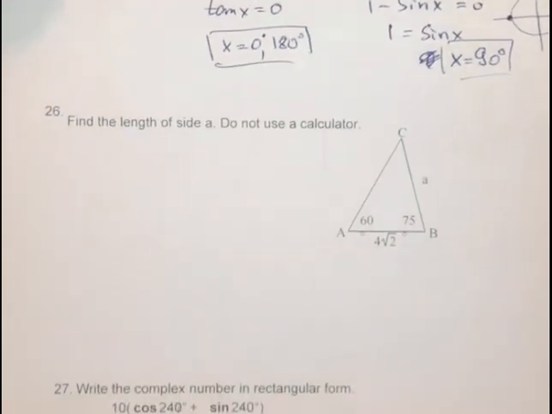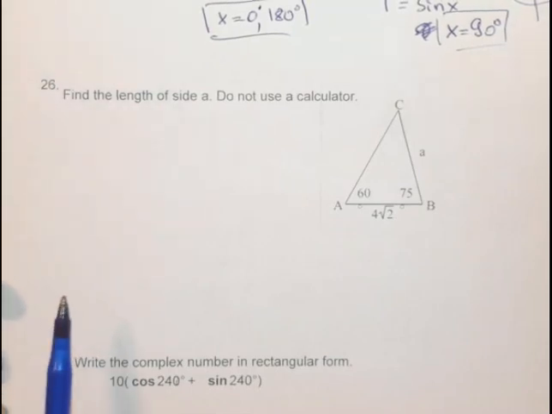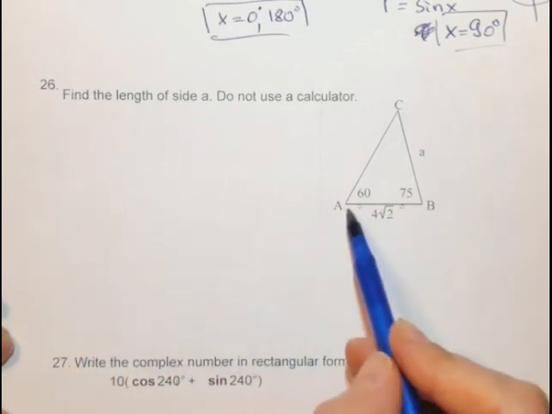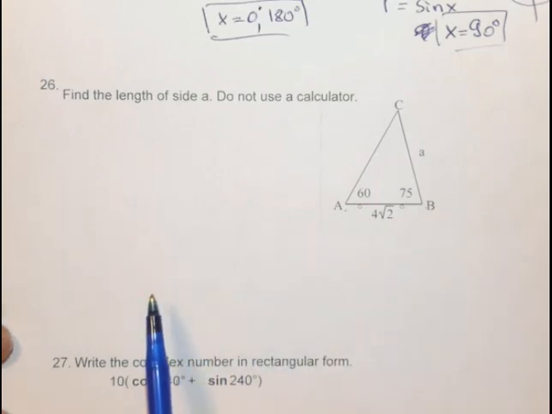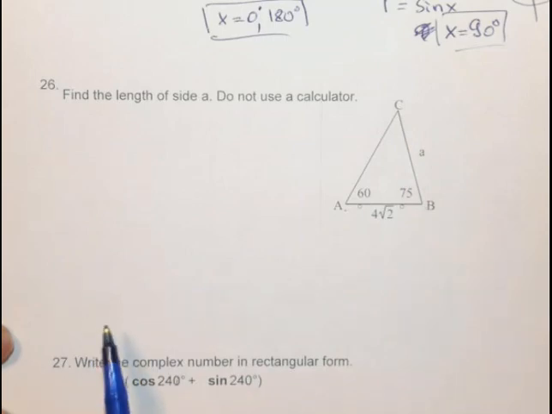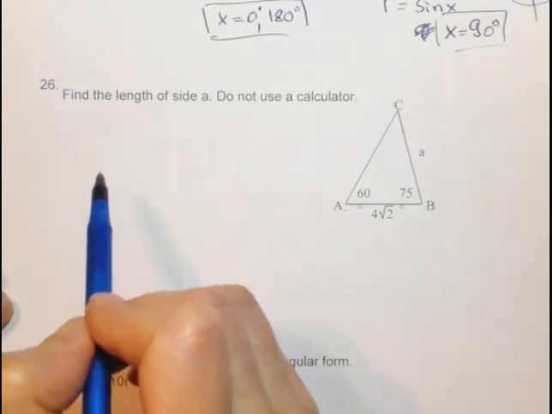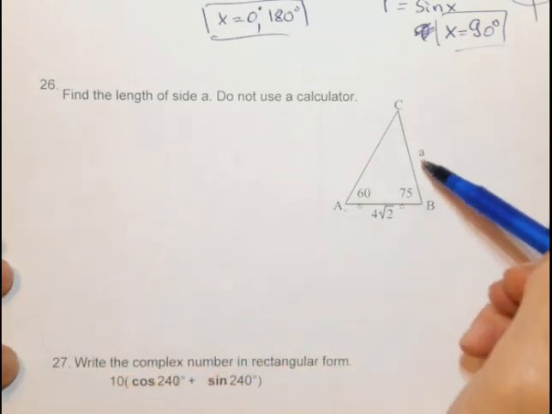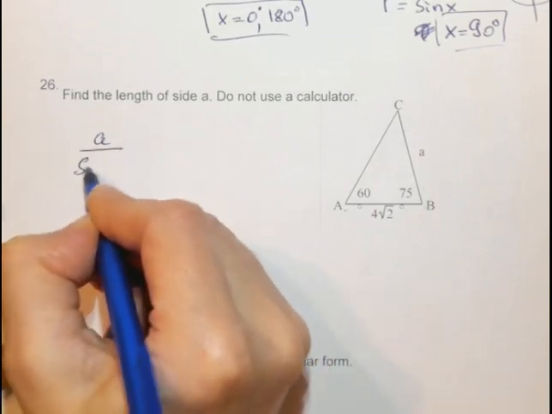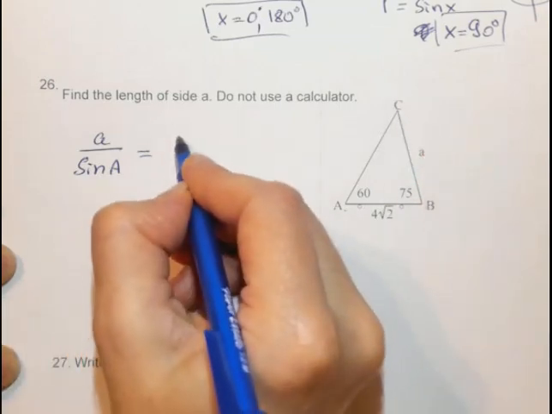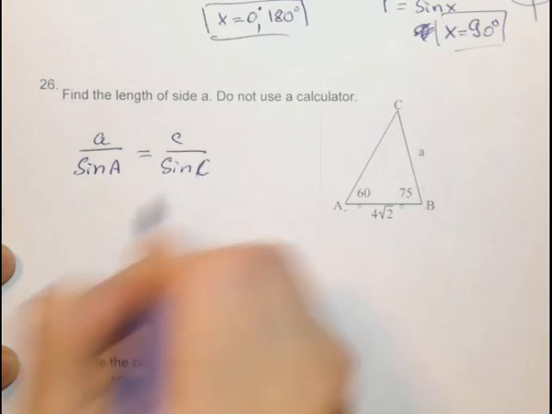Find the length of the side A in the given triangle. So two angles are given, 60 and 75 degrees. The length of the side C is 4 square root of 2, and we want to find the side A. So here, the best way to solve it is to use the law of sines. So there are two forms, sine of A over A or A over sine of A. So we will use the form with A in the numerator: A over sine of A equals, which side is given, opposite to the angle C is the side C, C over sine of C.